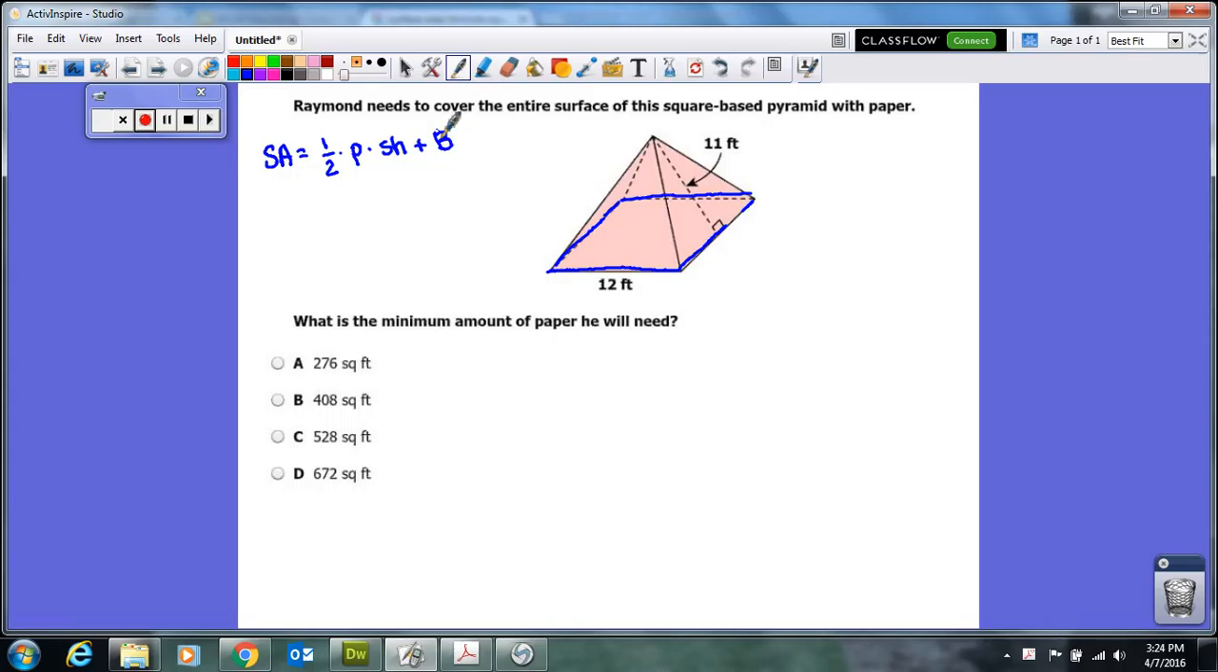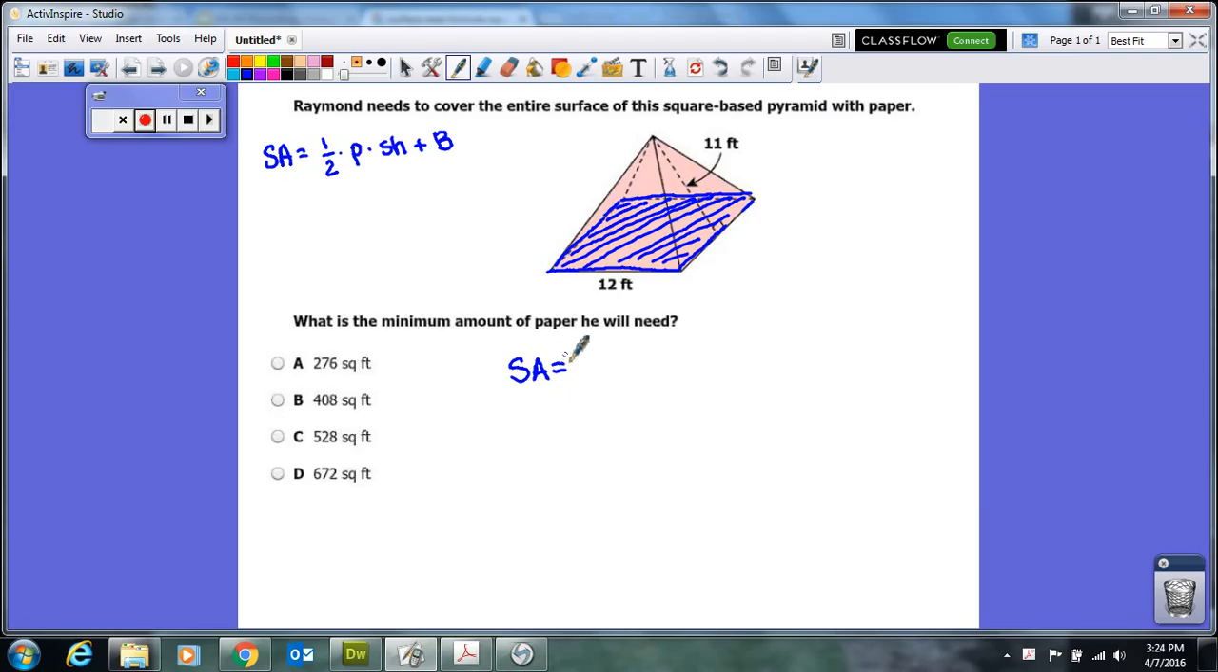Now, this is a capital B for a reason. What big B stands for is the area of the base, and this base is a square. So we need to find the area of this region, essentially the bottom of the pyramid. So once we find that, we add that to our formula. All right, so now that we understand what each of these variables or letters represent, let's go ahead and solve our problem.